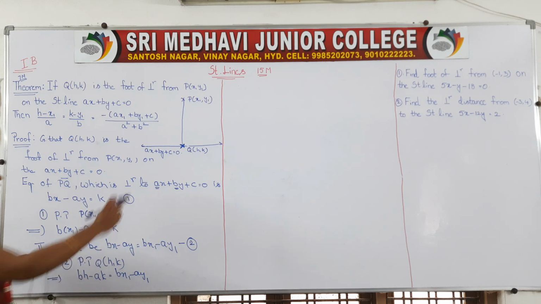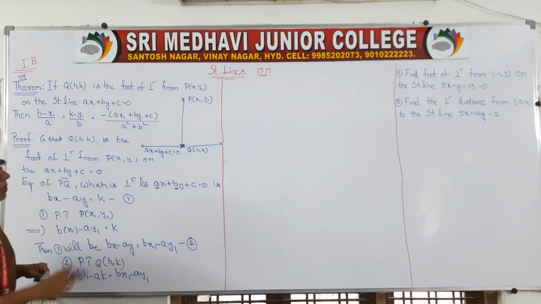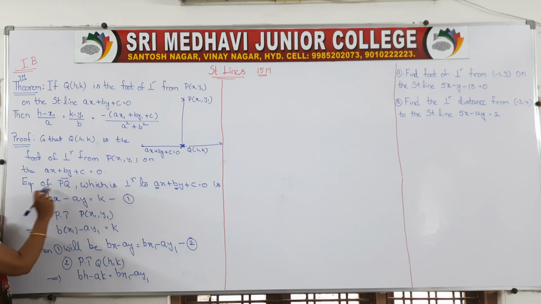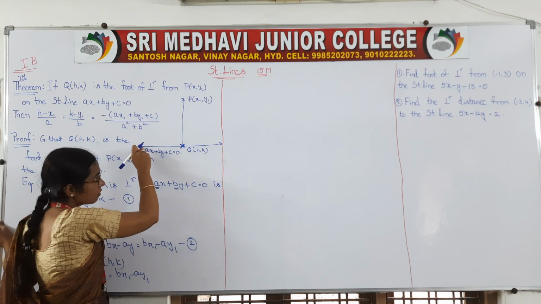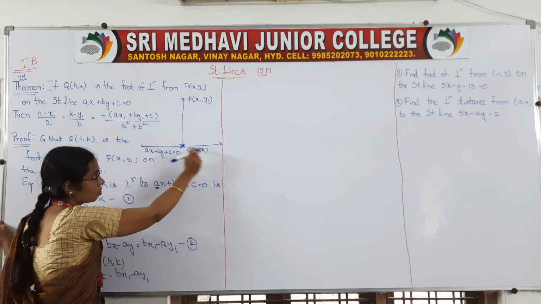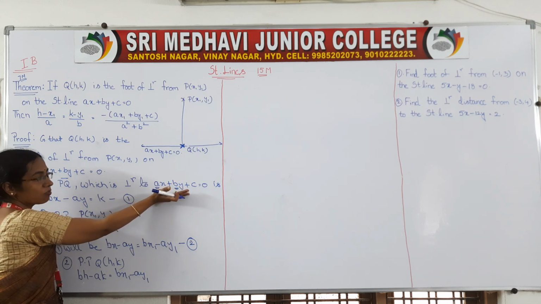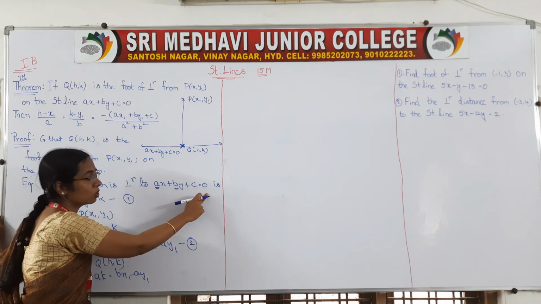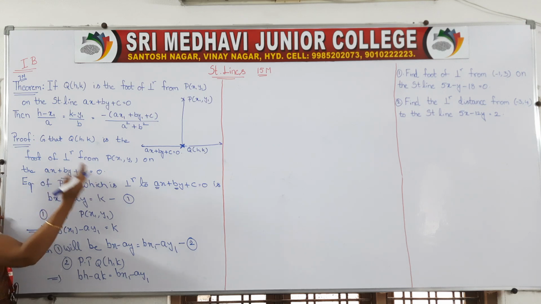Once again, we have taken Q(h, k) as the foot of the perpendicular from the point P on this line. This is the given information. I have taken the equation of PQ, which is perpendicular to this line. Any line perpendicular to this one, it is a formula. The formula for the line perpendicular to ax + by + c = 0 is just that the x coefficient goes to y, the y coefficient goes to x, and in the middle a negative sign comes.